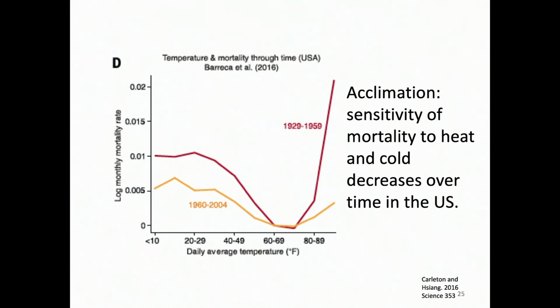This is the response of the death rate to daily average temperatures in 1929 to 1959, where there was a relatively large increase in mortality, 1 person in 1,000 more, an increase in mortality from the best weather of 1 person in 1,000, and a big increase at high temperatures. But then if you look at 1960 to 2004, it's a much weaker response. And that's simply because of heating and air conditioning and stuff like that, right? So that's an acclimation through time.